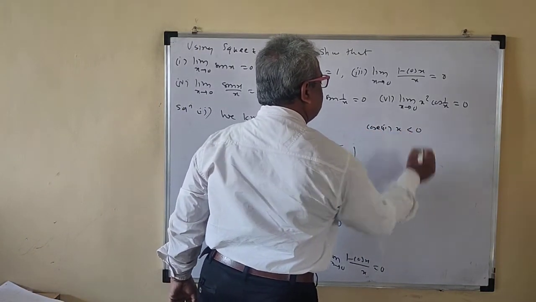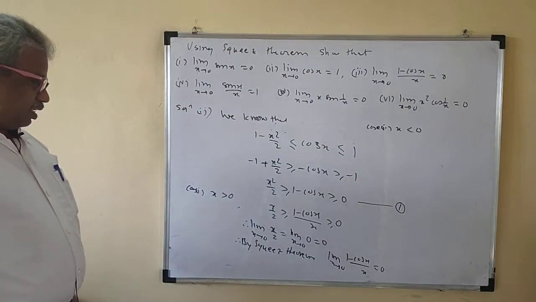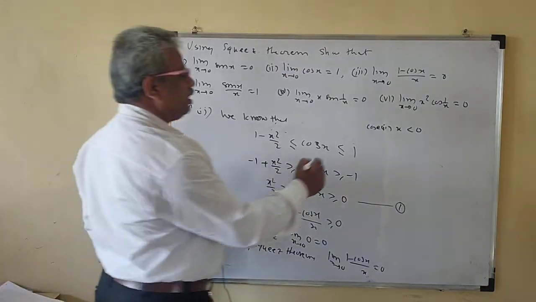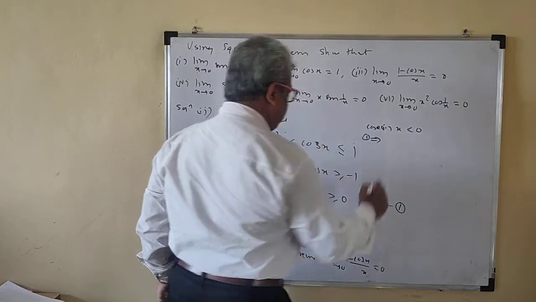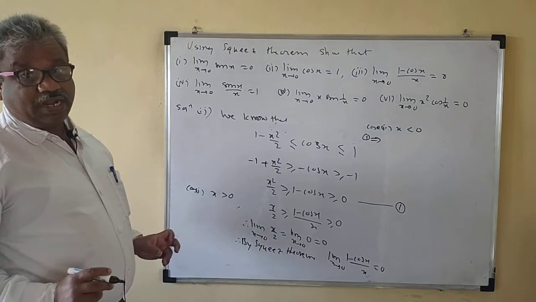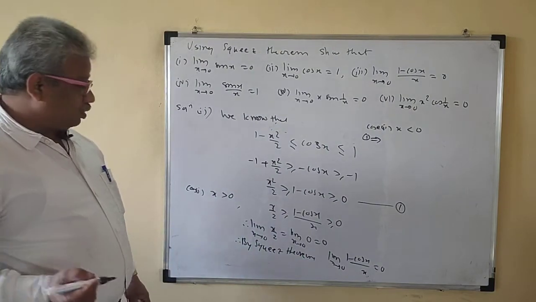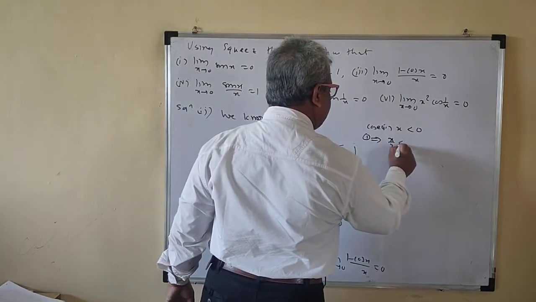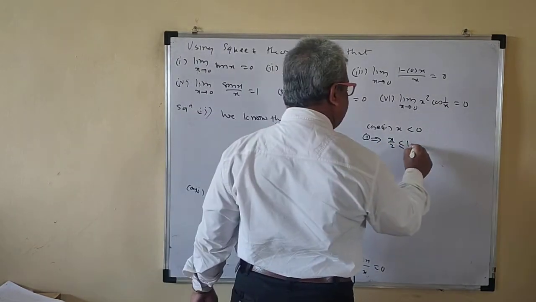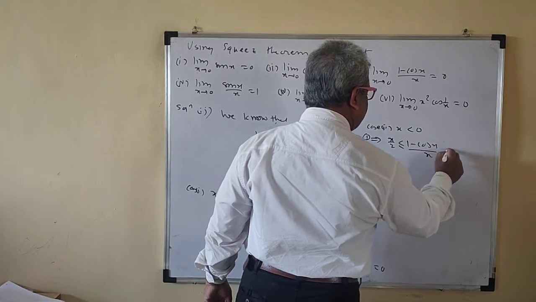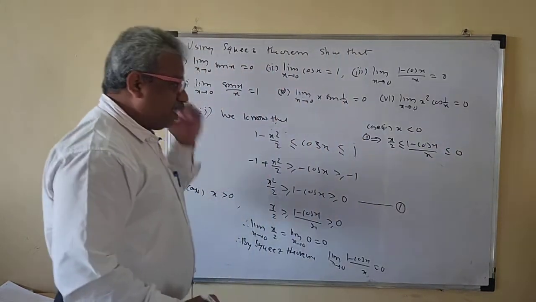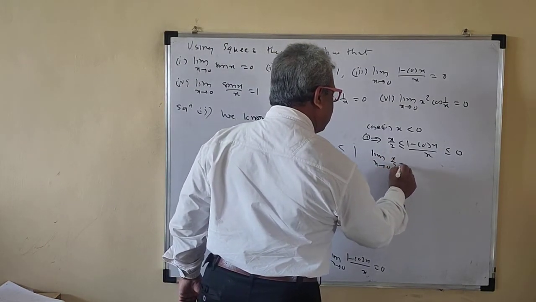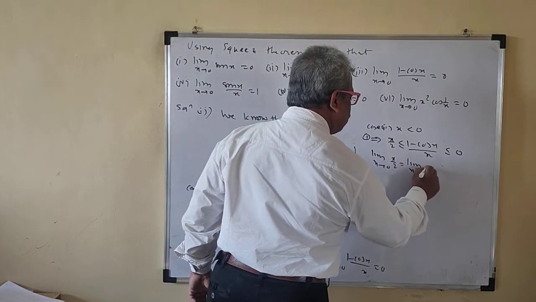Now your x is less than 0. So if x is less than 0, we are dividing inequality 1 by x, and x is negative. You have to reverse the inequality here. So this is x by 2 less than 1 minus cos x upon x, which is less than or equal to 0. Again here limit as x tends to 0 of x by 2 is equal to 0.